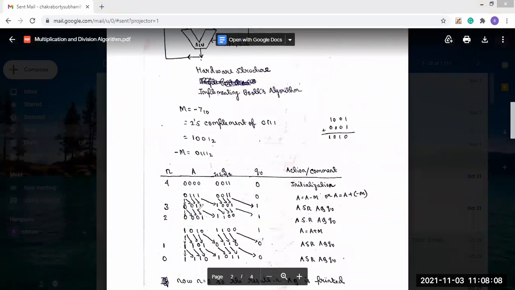Now what will it be? We will see 0 0 we get after this. This is the value we get: 0 0 1 1 1 0 0 1 and 1. So Q1 and Q0, what is the value now in Q1 and Q0? It is 1 1.